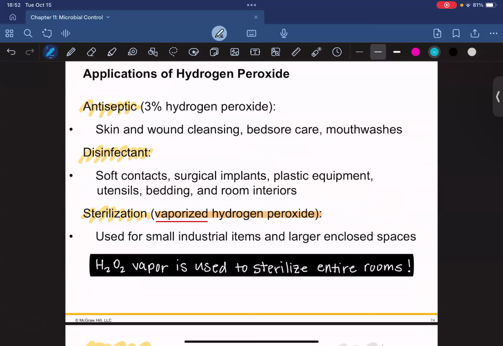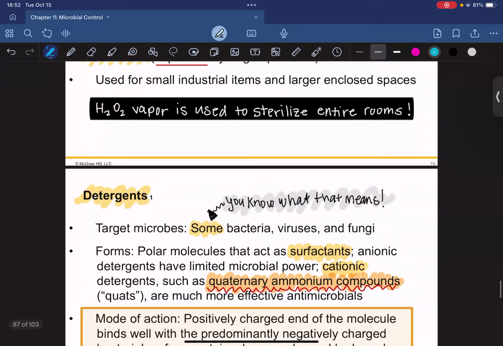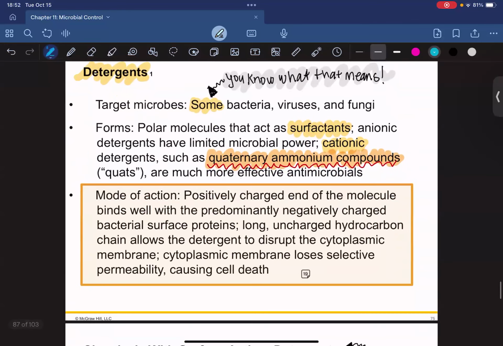Obviously, we can use it as an antiseptic at lower concentrations and a disinfectant. We can use that for items. Remember, that's going to be for non-living surfaces. And we can sterilize at high concentrations if we vaporize it. We can even do whole rooms like that.